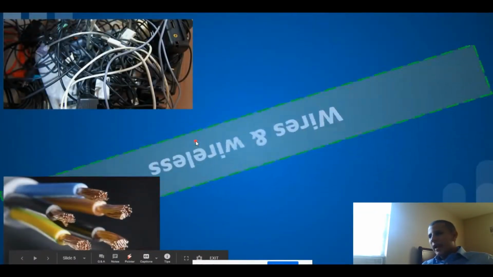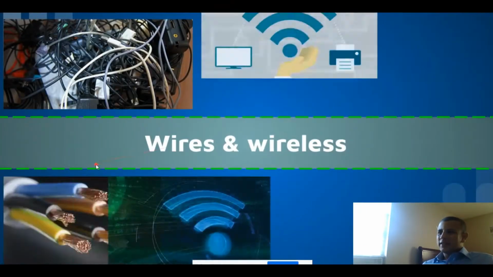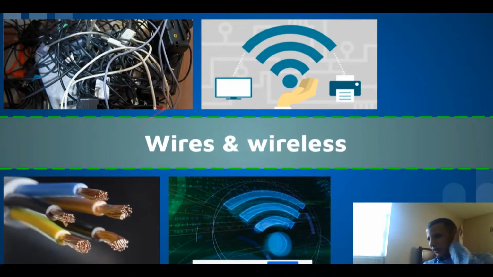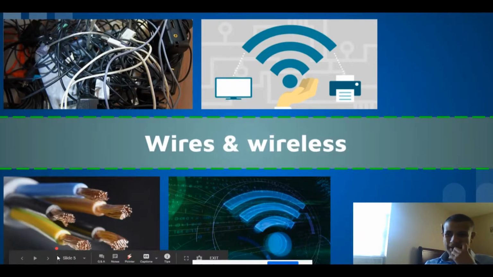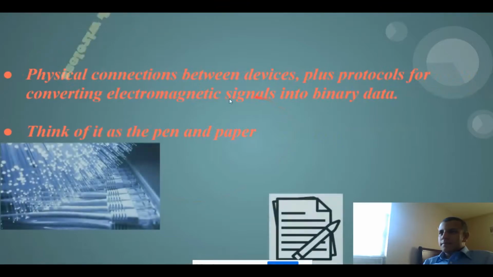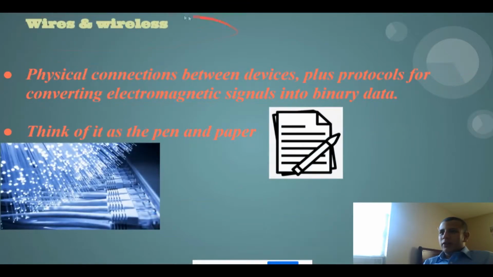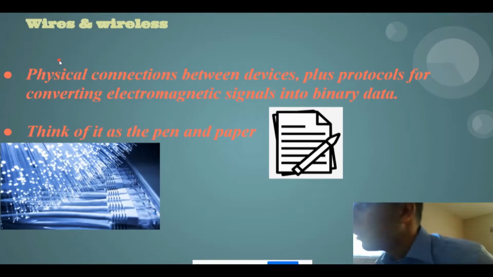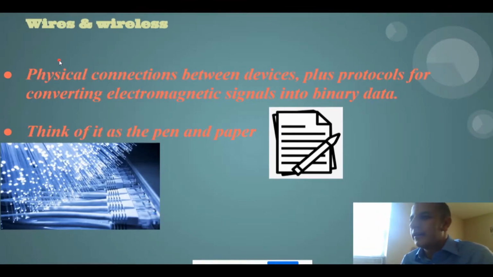Wires and wireless. That's the first ingredient of the internet. Wires and wireless are physical connections between devices, plus the protocols for converting electromagnetic signals into binary data.